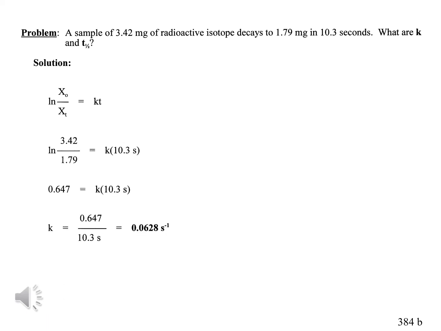When you solve for K, it gives you the value in seconds to the -1, which is the right units. And then you can get the half-life by taking 0.693 divided by K. So it only takes 11 seconds to go to half. That's a very fast time.